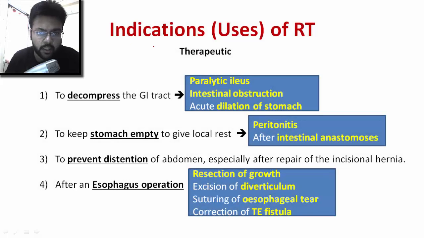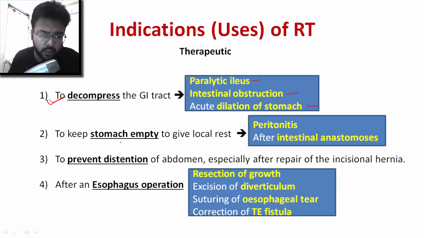Now let's look at the indications or uses of Ryles tube. It can be divided into therapeutic use and diagnostic use. In therapeutic use, it can be used to decompress the GI tract, like in conditions like paralytic ileus, intestinal obstruction, or acute dilation of stomach. In these conditions, the gastric motility is compromised, so Ryles tube can be used to decompress the GI tract.